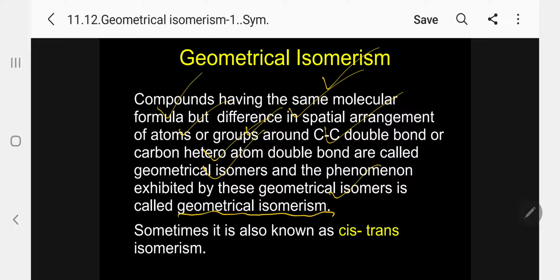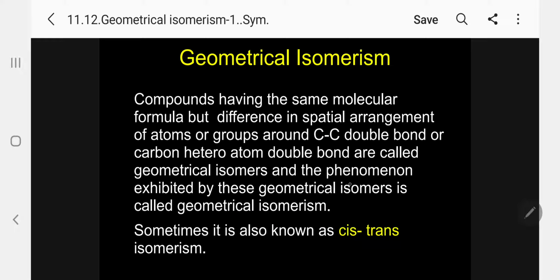Please follow. Let me repeat again the definition. Compounds having same molecular formula but difference in spatial arrangement of atoms or groups around carbon-carbon double bond, that means alkenes and their alkene derivatives, or carbon heteroatom double bonds, that means carbonyl compounds, are called geometrical isomers, and the phenomenon exhibited by these geometrical isomers is called geometrical isomerism. Sometimes it is also known as cis-trans isomerism.